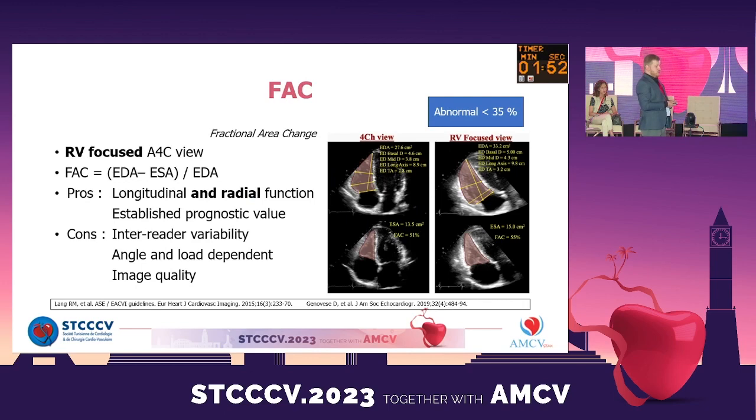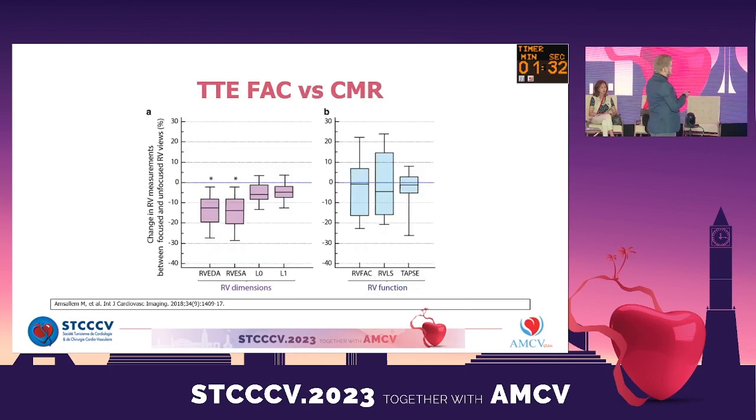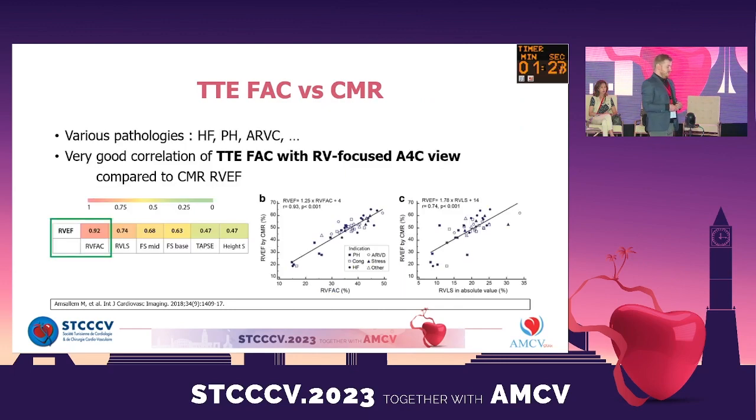And you can also do a more global evaluation by the fractional area change, and it integrates the radial function in the equation. But it's pretty difficult because of all the trabeculation, and there's a higher inter-reader variability. I just wanted to stress that it's important to do an RV focus view for the FAC, because when you do it like this, there's a very good correlation with the CMR for RVEF and volumes.